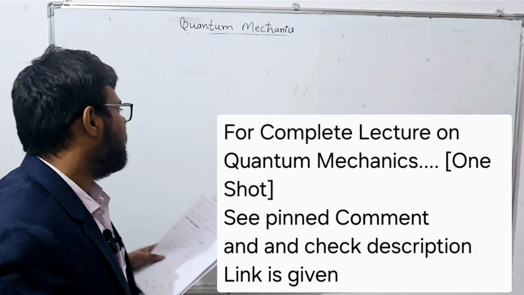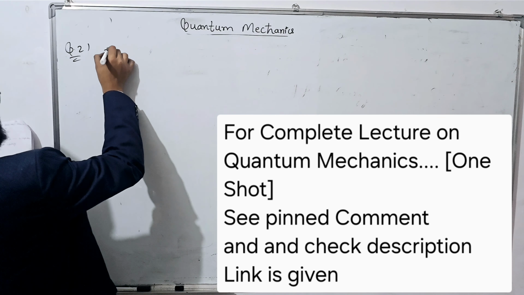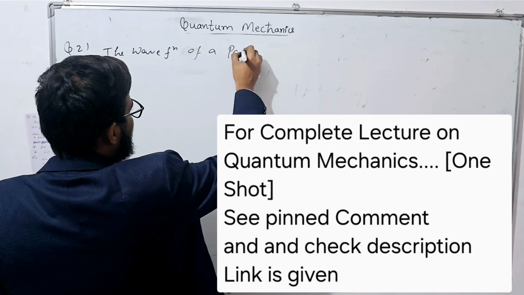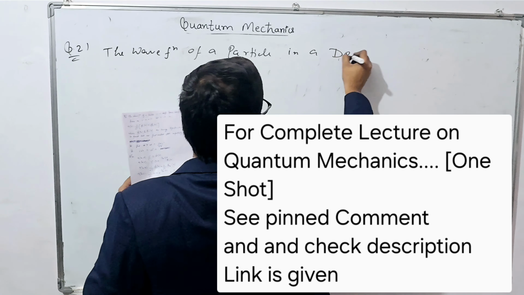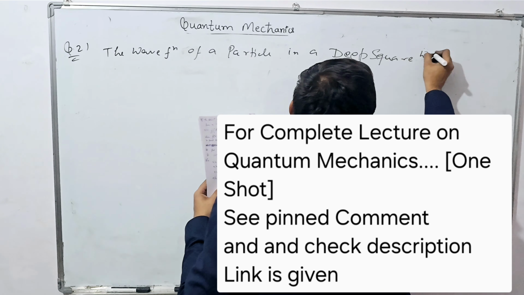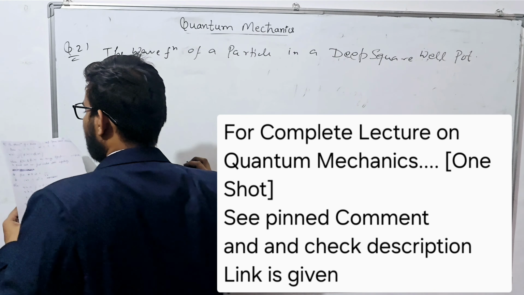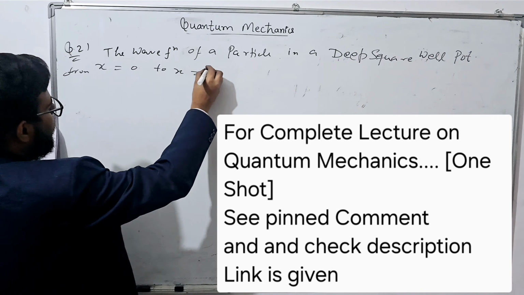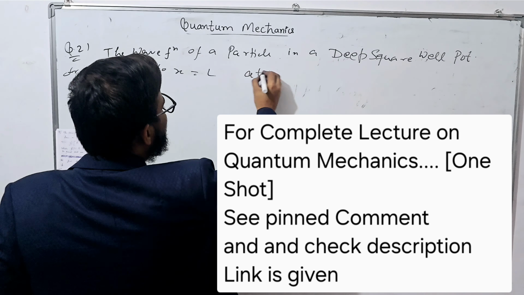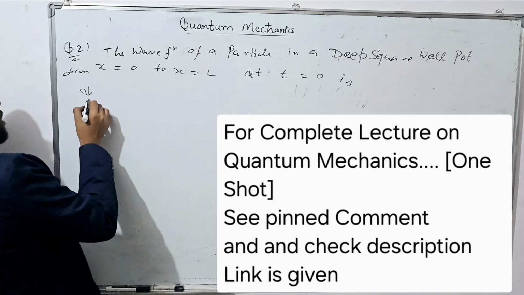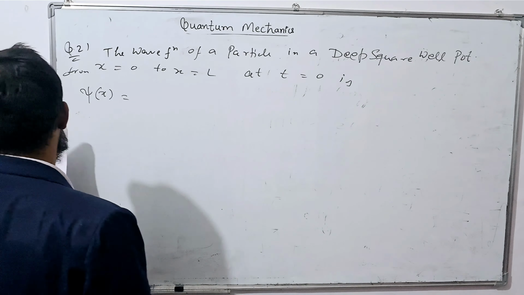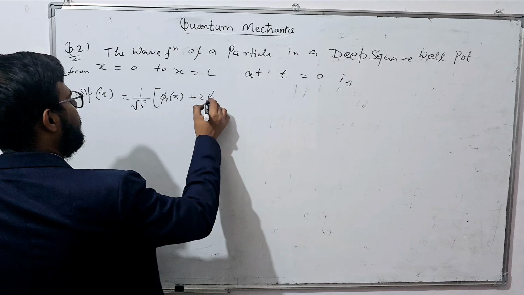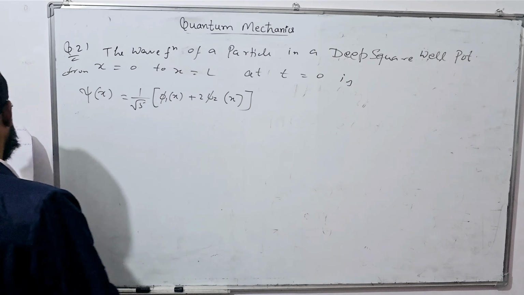So now let's see the second problem and then we will wind up. The question states: the wave function of a particle in a deep square well potential from x equal to 0 to x equal to L at t equal to 0 is given by psi of x is equal to 1 by root 5 into the quantity phi 1 of x plus 2 phi 2 of x, this quantity.